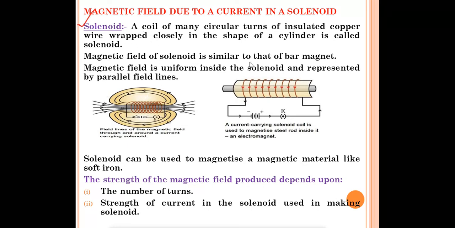Magnetic field of a solenoid is similar to that of a bar magnet. So if you compare the magnetic field of a solenoid, it will be similar to that of a bar magnet.